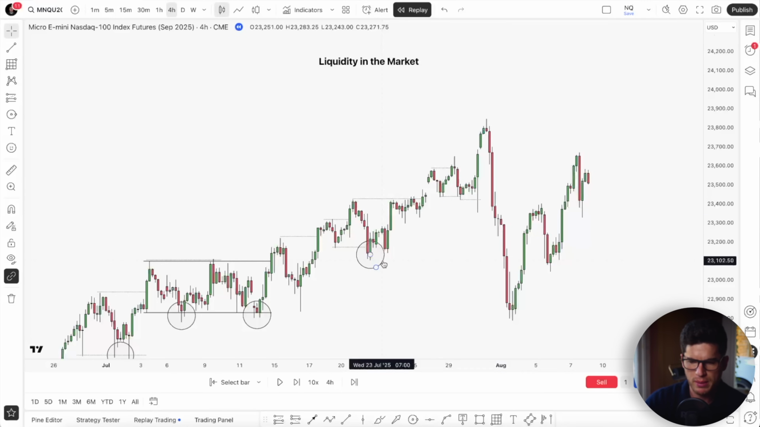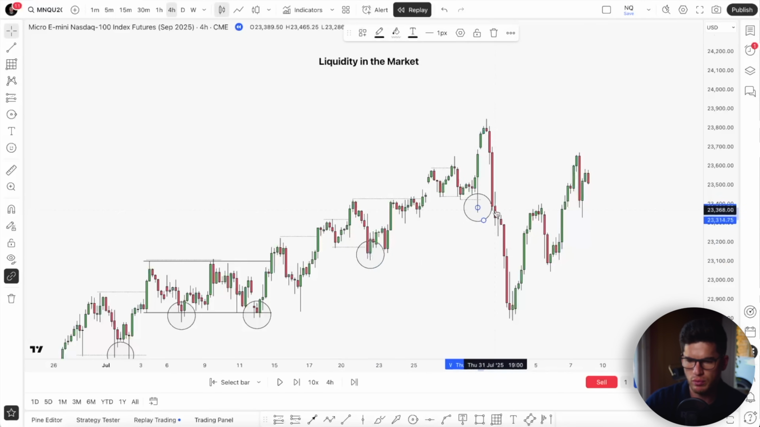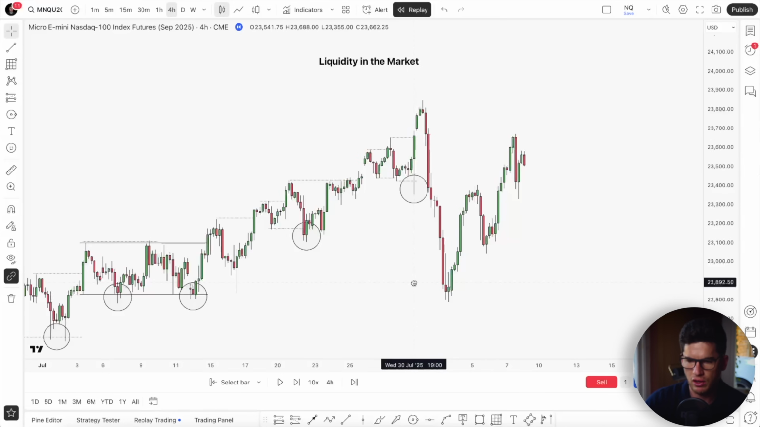We know that some of these may be fundamentally driven, but the concept remains the same. And then finally, we break this structural high here. And then we see this sell off here, which again is another run on higher time frame liquidity in itself, just on a higher time frame.